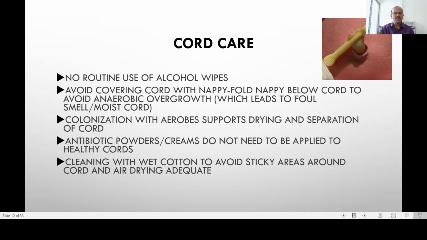When it is starting to separate, you clean that with wet cotton, and air drying is adequate, keeping the nappy below it. Red reflex is a very important part of the assessment, and many of us may not be doing it routinely. If you are not doing it routinely, please start incorporating it.